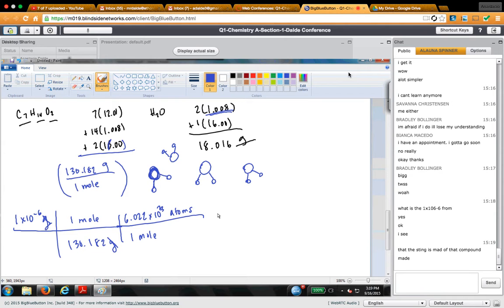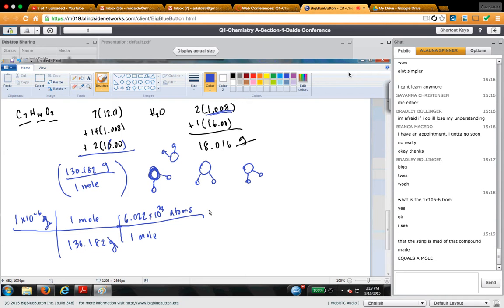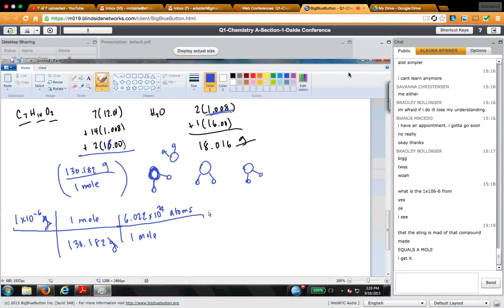That's Avogadro's number. I'm not going to remember that. That's the definition of a mole. That 6.022 times 10 to the 23rd power is really the only number I want you to memorize.